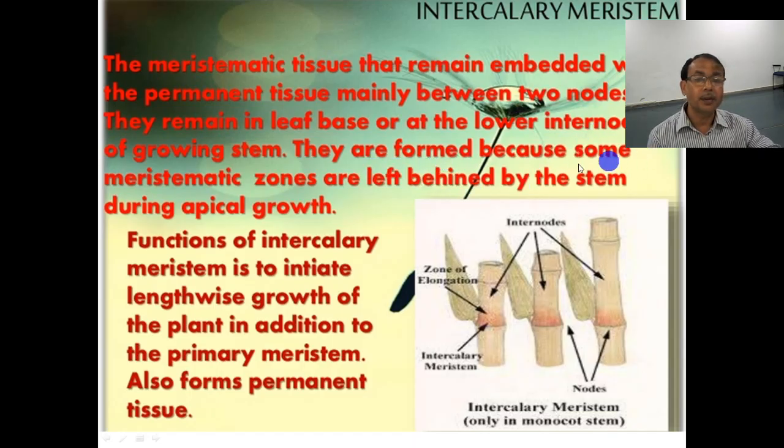They are formed because some meristematic zones are left behind by the stem during apical growth. Apical growth mainly takes place because of the apical meristem. From the apical meristem, some meristematic tissues are left behind. Those left out meristematic tissues form the intercalary meristem.